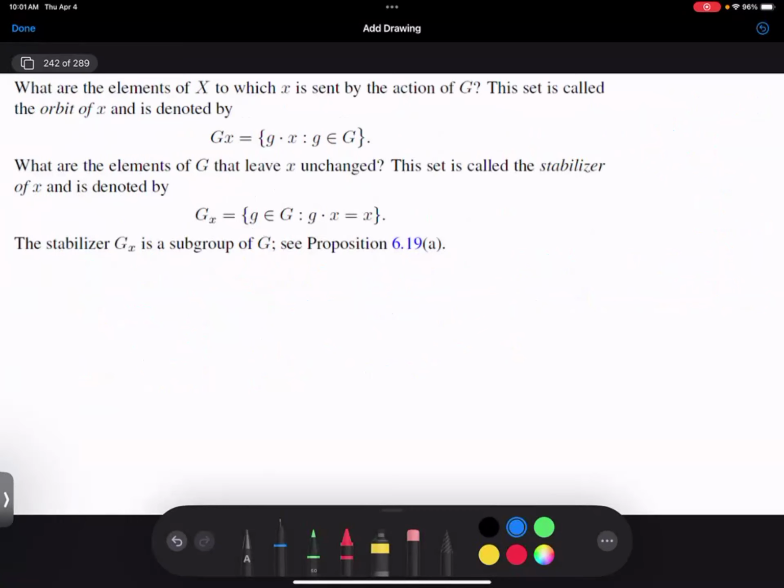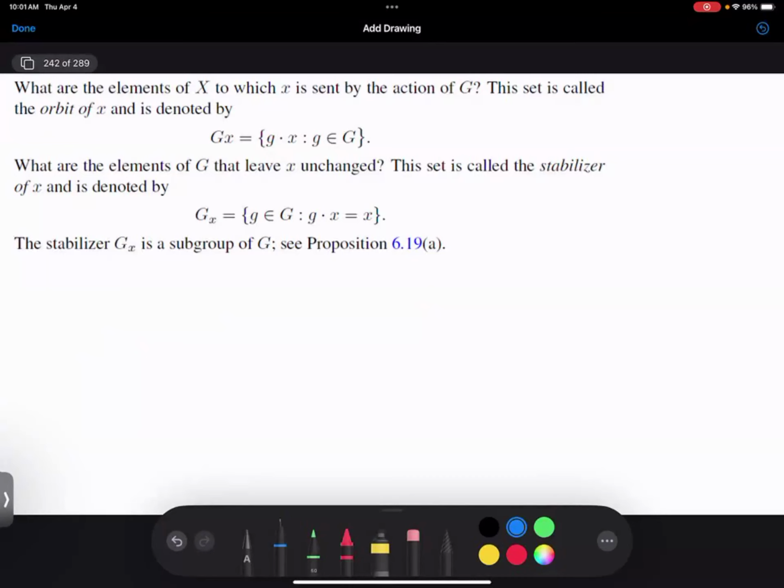Now, the next thing is we're going to define two new sets. And unfortunately, if you have bad eyesight, the notation is going to look the same. The first is the orbit. So what is the orbit? Well, I take some x, and then I just apply every element in G one after the other, and I look at all the different outputs, and I call that the orbit.